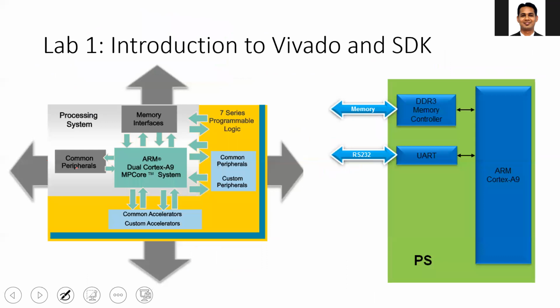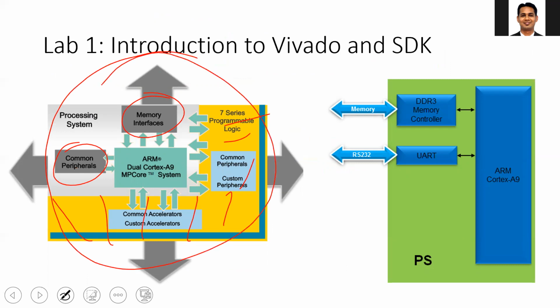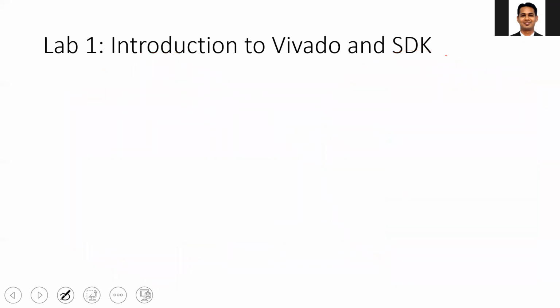So this is what is seen here. We are going to ignore everything here. Then we are going to use only the UART here. We are going to disable everything else, and we are going to use the DDR memory. You can see that out of all the features available, we are going to use only these features in today's lab. Also, among the ARM cores, we are going to use only core 0.